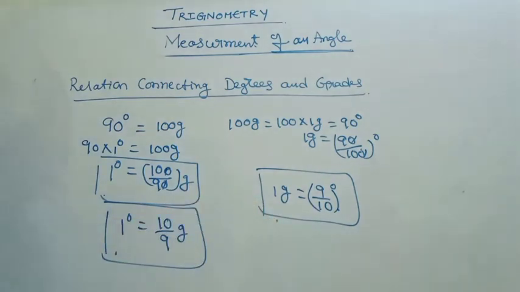Let us do a few problems so that you will understand. 1 degree equals 10 by 9 grade, and 1 grade equals 9 by 10 degree. These are very useful for converting degrees into grades and grades into degrees. And now we have the third system, the radian system. We will also see how to convert degrees into radians.